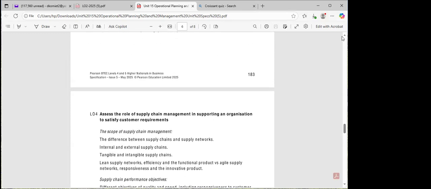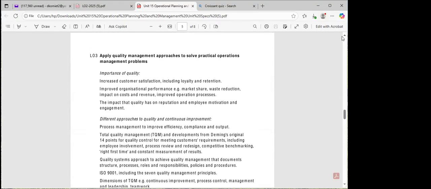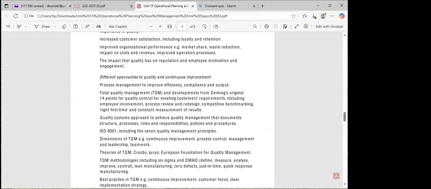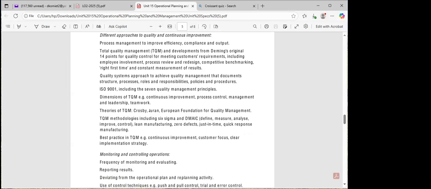So in effect, what you mean is that you have to first of all look into the importance of quality and the different approaches to quality, continuous improvement, where the importance of quality increases customer satisfaction and improves organizational performance. A different approach to quality is continuous improvement, process management to improve efficiency, and TQM, the total quality management, where we look at Crosby and Juran's approaches, and we spoke about Six Sigma. Did you read about the Six Sigma?